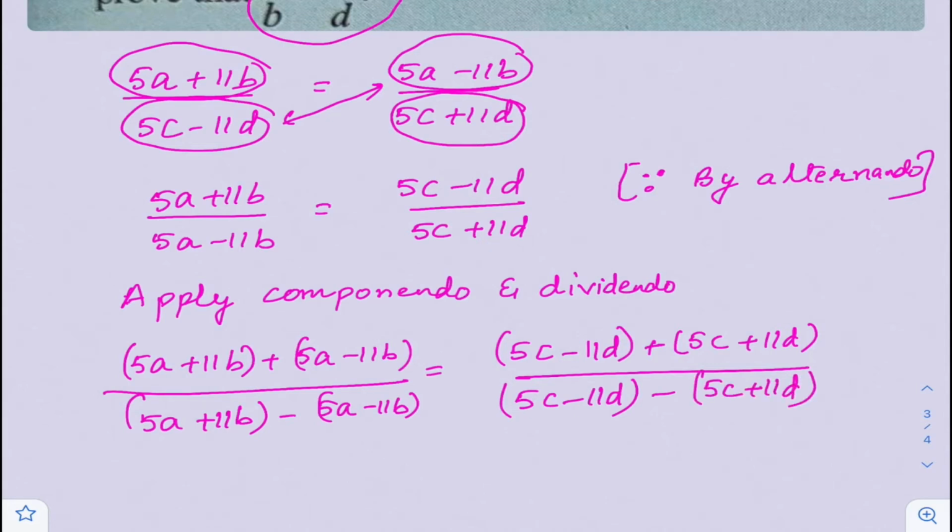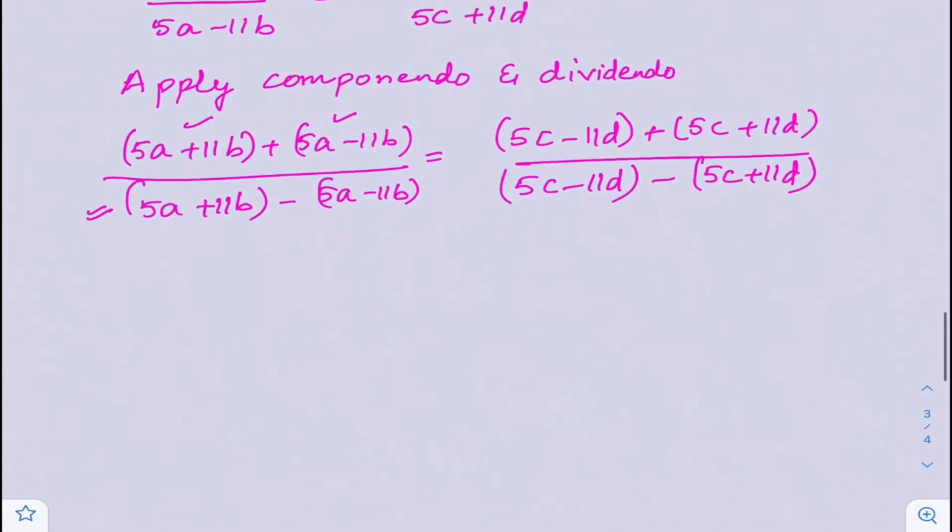This is componendo and dividendo. You have to add both the parts of the fraction in the numerator, and in the denominator you have to subtract them. Similarly, you have to do the same thing on the other side. Okay, so let's see what we are going to have now.